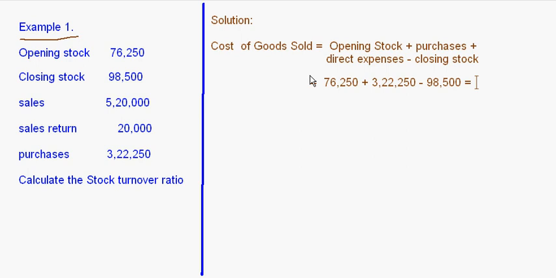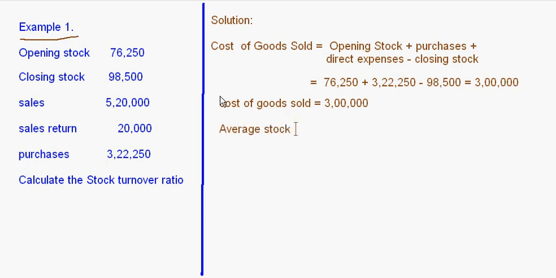So, 76,250 plus 3,22,250 minus, sorry, I will repeat again, 76,250 plus 3,22,250 minus 98,500 comes to 3 lakh, right. So, the cost of goods sold will be equal to 3 lakh, okay.